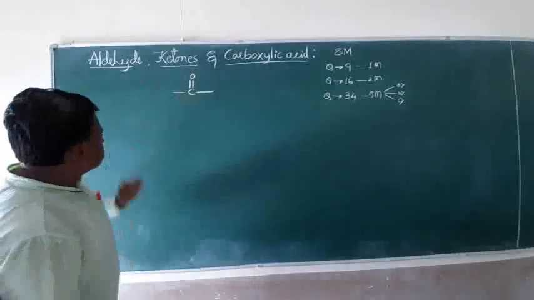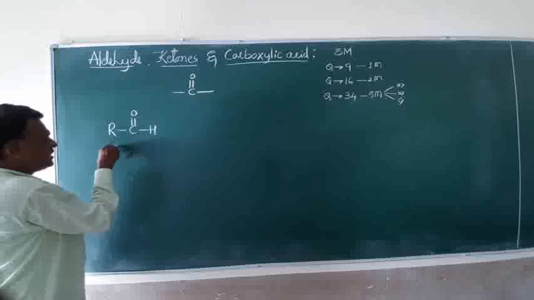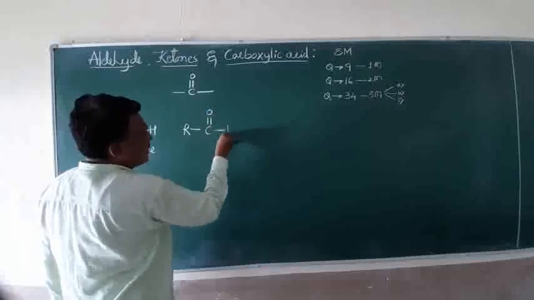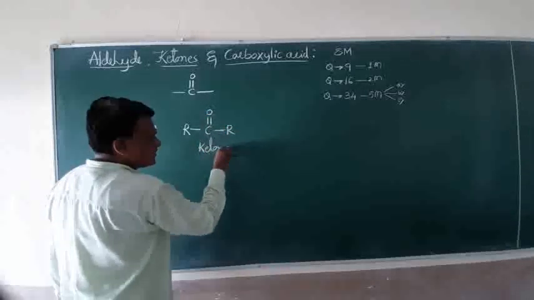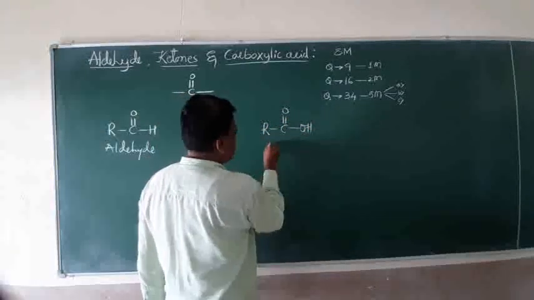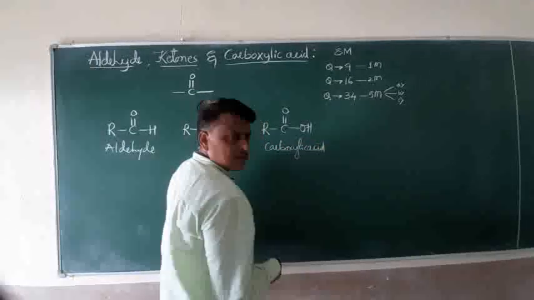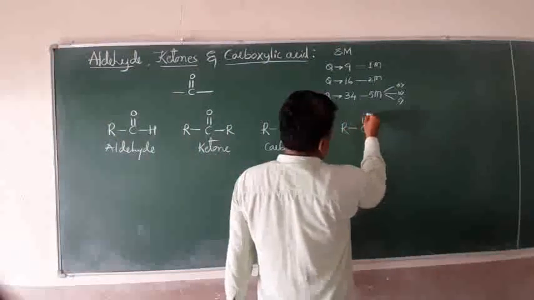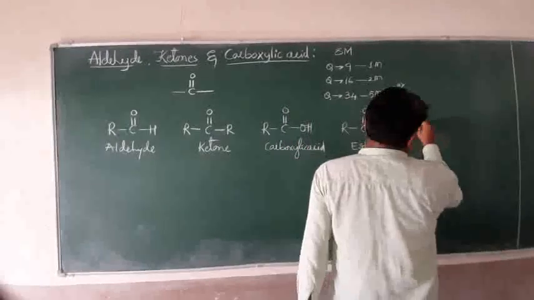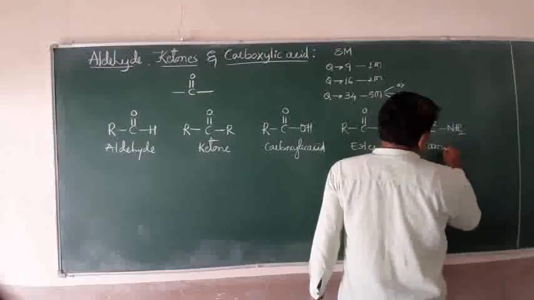The carbonyl carbon compounds in our syllabus are: the functional group RCHO is your aldehyde. Similarly RC double bond O R is a ketone. Similarly RC double bond O OH is your carboxylic acid. And similarly RC double bond O OR is your ester, and RC double bond O NH2, I think all of you know, is your amide.